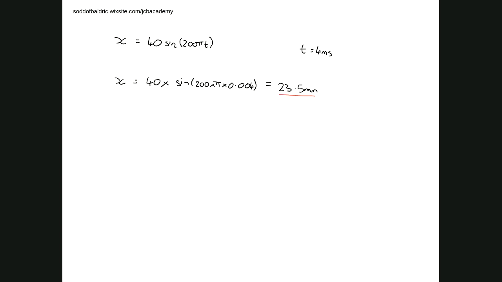Okay. Now, how do we work out the velocity of the cam, or of the follower? Sorry. Well, velocity is rate of change of distance. Okay. So the velocity is equal to the differential of the distance x with respect to the time. Okay, so what we need to do with this is we need to be looking and saying, okay, I need to differentiate 40 sine 200 pi t.